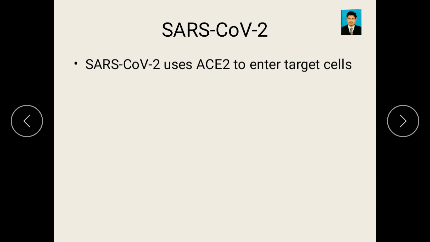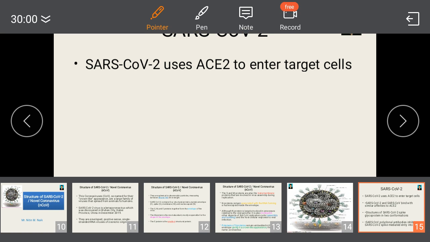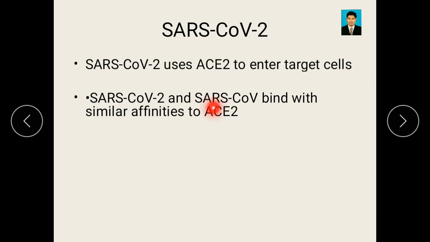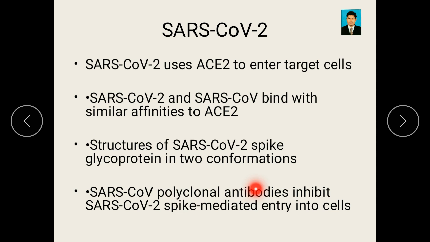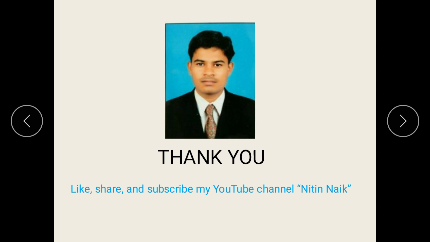This virus, SARS coronavirus, uses the ACE2 receptor of the target cell to enter the target cell. SARS coronavirus 2 and SARS coronavirus, which first broke out in 2003, bind with similar affinities to the ACE2 receptor. The structure of SARS-CoV-2 virus spike glycoproteins is in two conformations. Okay, so SARS coronavirus polyclonal antibodies inhibit SARS coronavirus 2 spike mediated entry into the cell. So this is all about the structural features and the entry of coronavirus inside the cell.